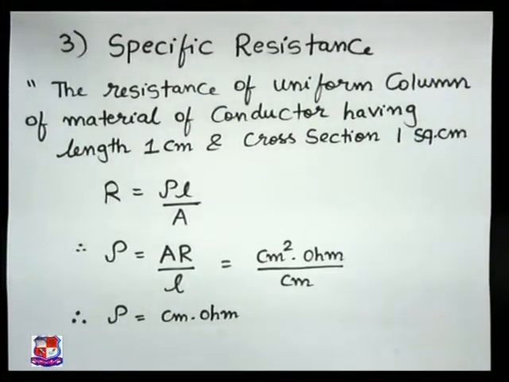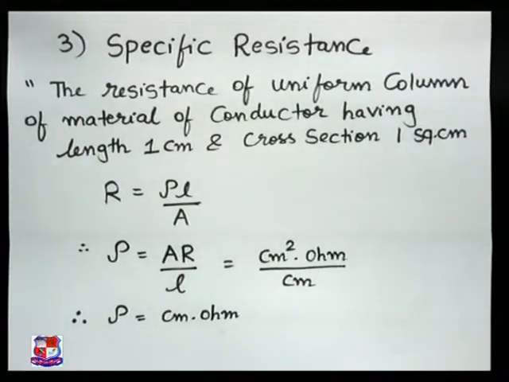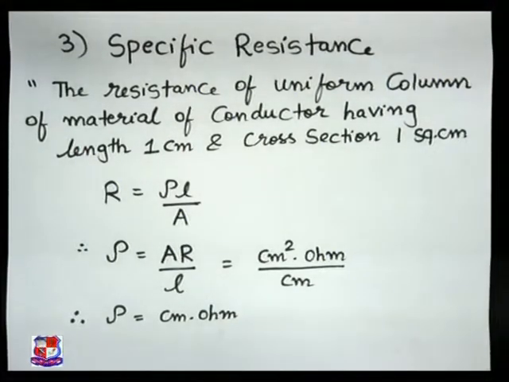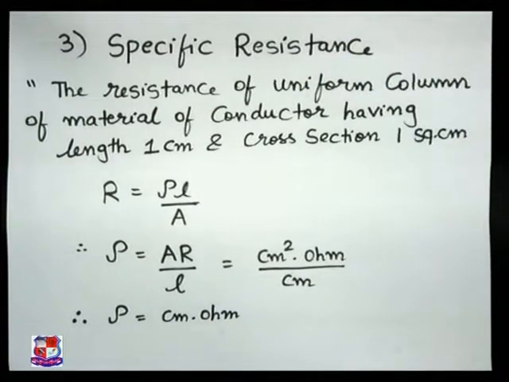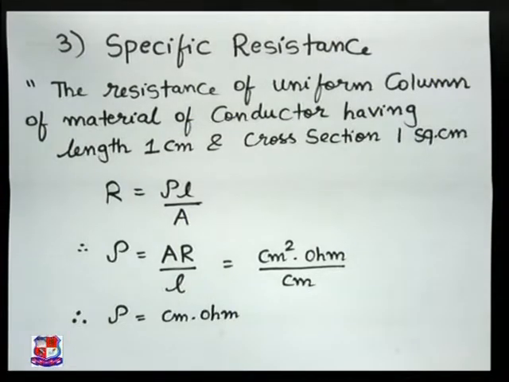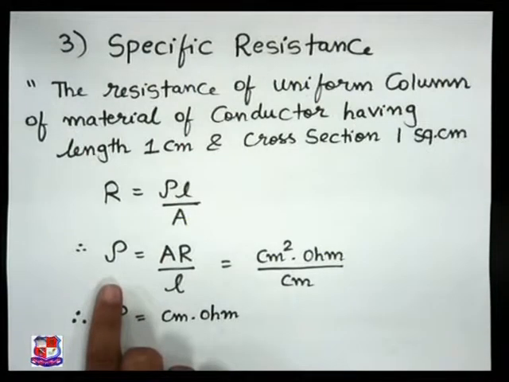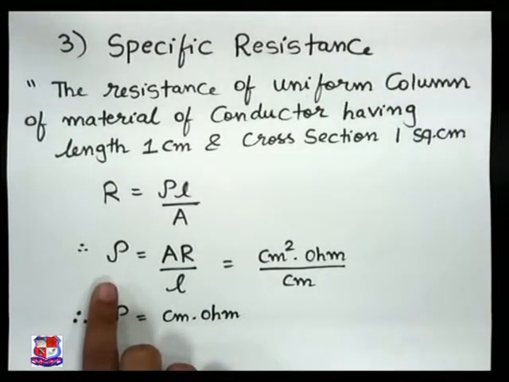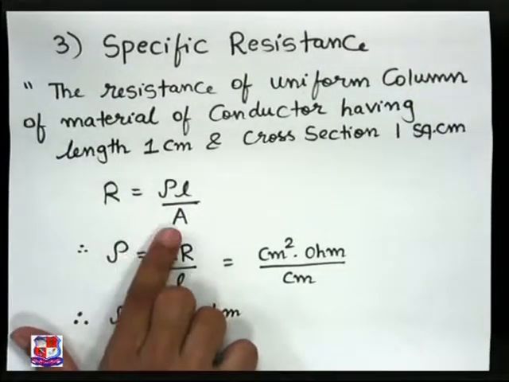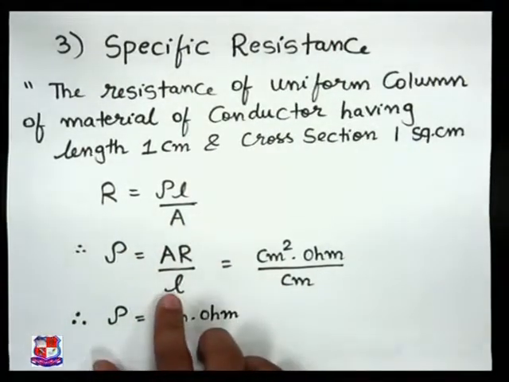We have seen earlier that R varies as L upon A, that is, resistance is proportional to the length of the conductor divided by the area of cross section. To remove the variation we kept a constant, rho. Now I want to find out the unit of specific resistance. So I cross multiply: A R goes here and L comes down. So rho equals A R upon L is the next step.